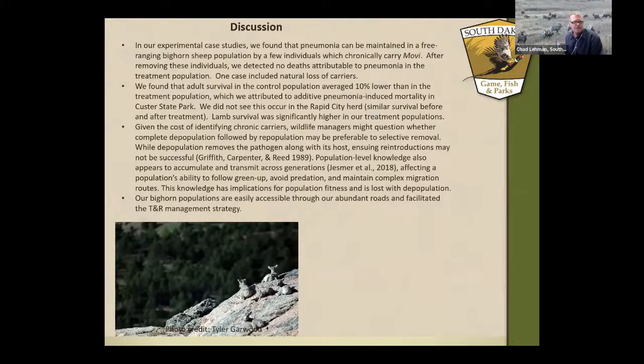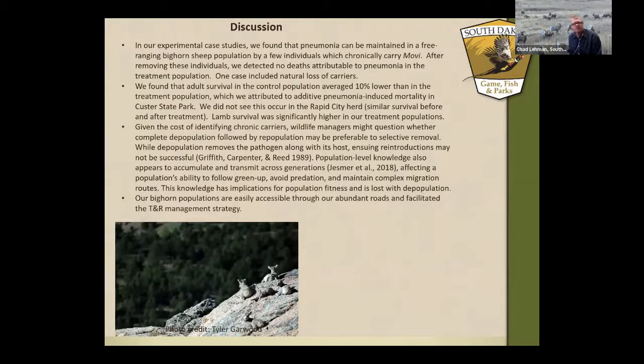We did find that adult survival in the CSP study averaged 10% higher than the control population. And then what Mandy found was she really didn't see a difference in adult survival before and after treatment, and she alluded to why that might be occurring. However, lamb survival was significantly higher in both treatment populations.